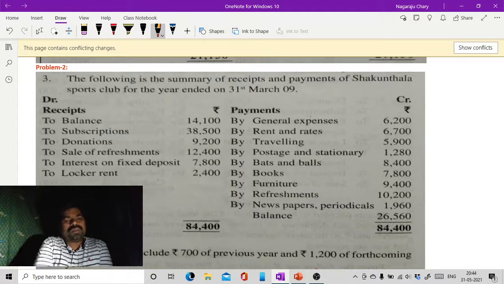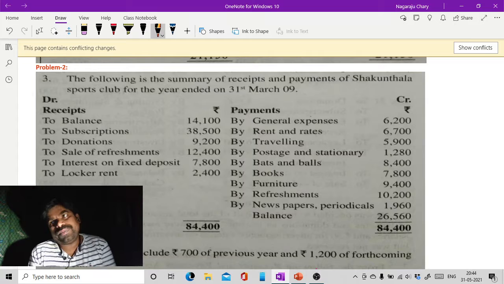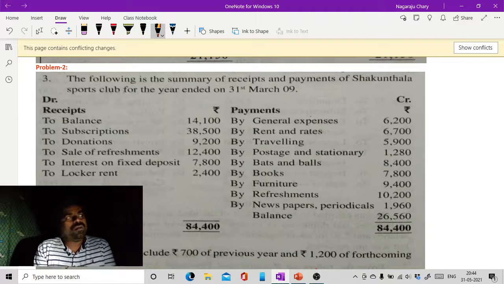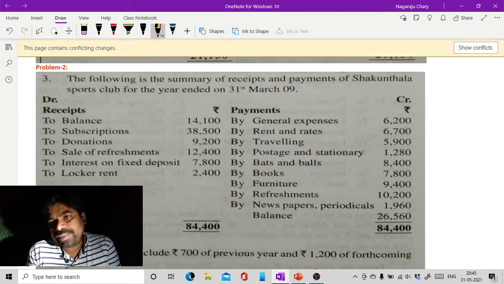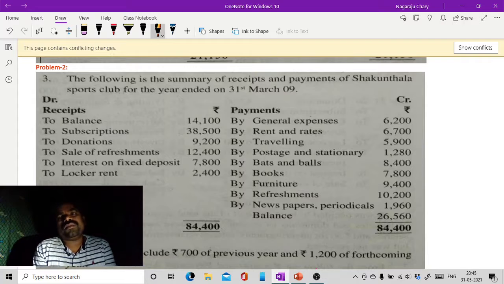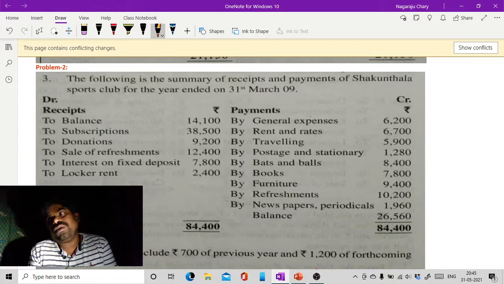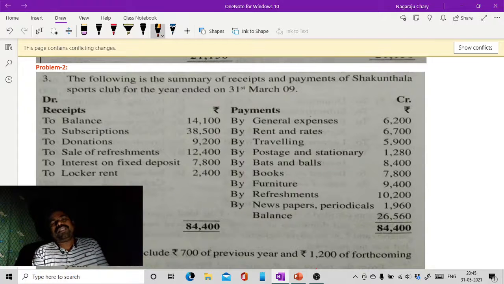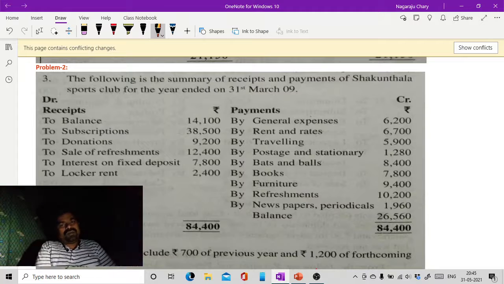Next, preceding year, current year, and succeeding year. Whatever the year, whatever the time, you have to take into consideration while preparing receipts and payments account. Next, adjustable items are not to be considered in receipts and payments account. So these are the major things to be considered in receipts and payments account.